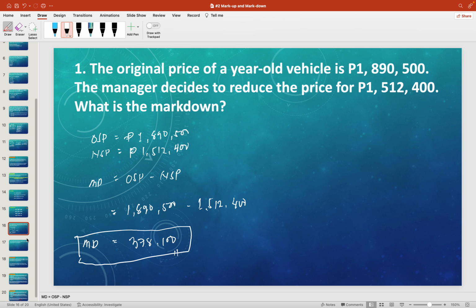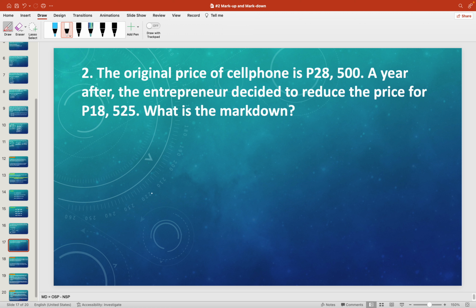Next, example tayo. So, the original price of a cell phone is 28,500 a year after. The entrepreneur decided to reduce the price for 525. What is the markdown? So, kunin muna natin yung mga given. So, sabi dito, the original price of the cell phone is 28,500. So, original selling price is equals to 28,500.